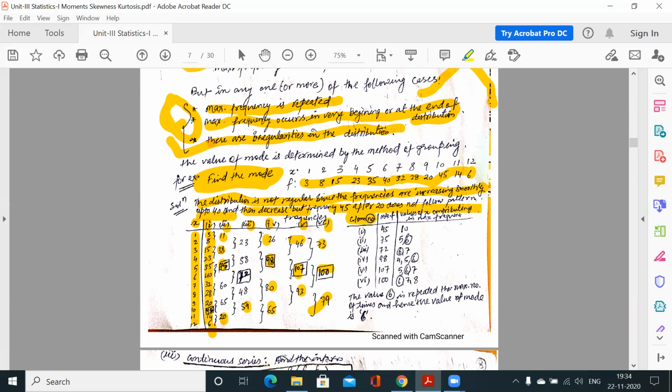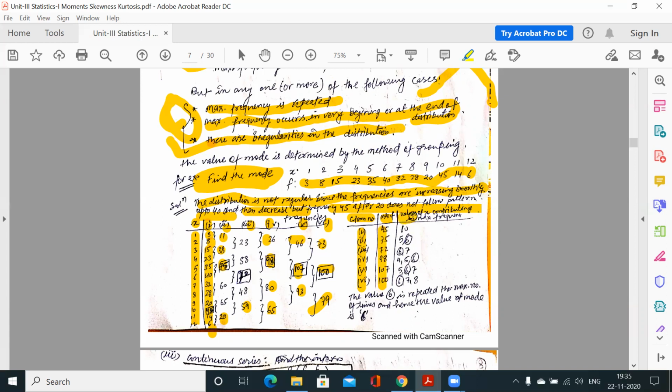Now write the second table with the column numbers: first, second, third, fourth, fifth, sixth. We have 6 columns. The maximum frequencies are 45, 75, 72, 98, 107, 100. These are the maximum frequencies in the corresponding columns.